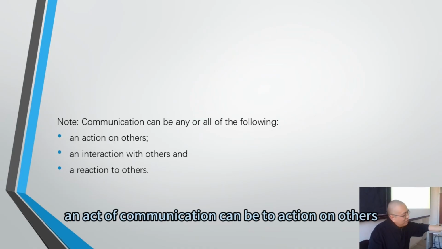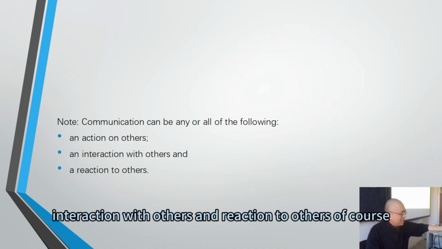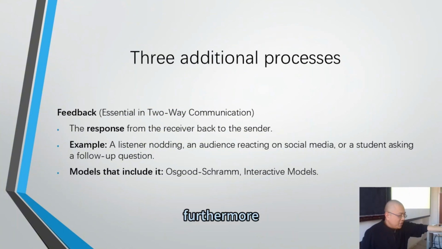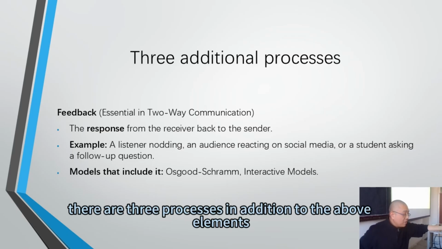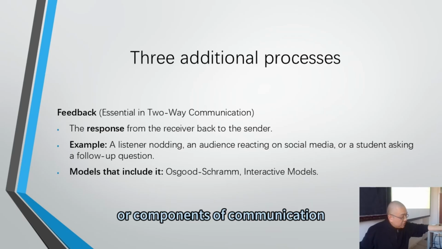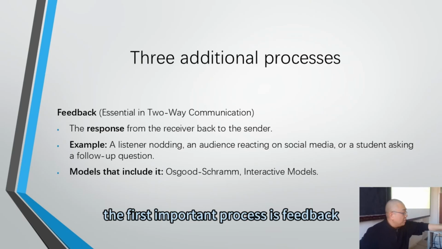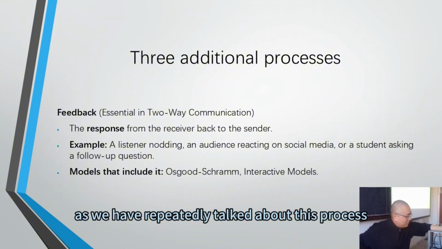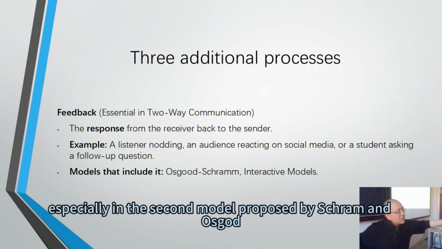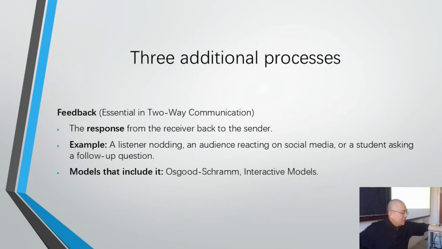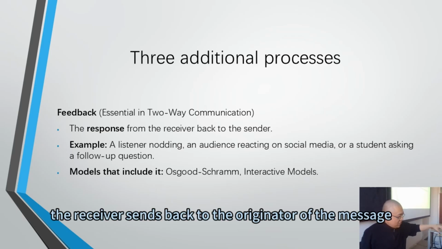An act of communication can be action on others, interaction with others, and a reaction to others, of course. Furthermore, there are three processes in addition to the above elements or components of communication. The first important process is feedback, as we have repeatedly talked about, especially in the second model proposed by Schramm and Osgood. Feedback is very important. It's the response the receiver sends back to the originator of the message.